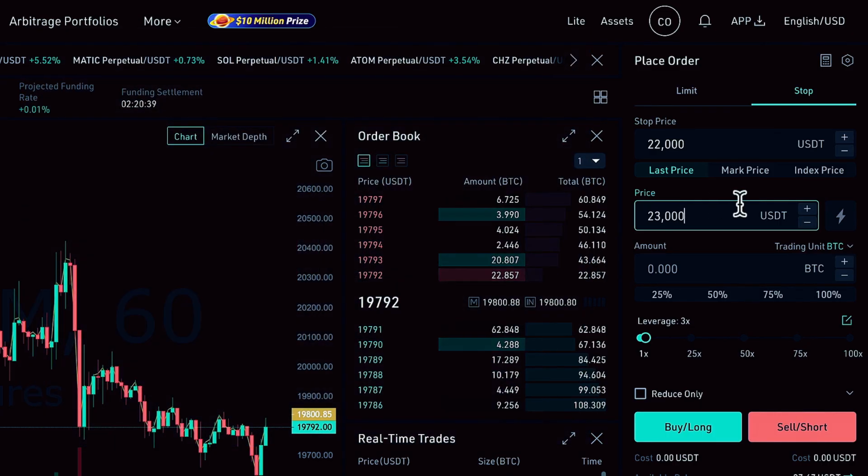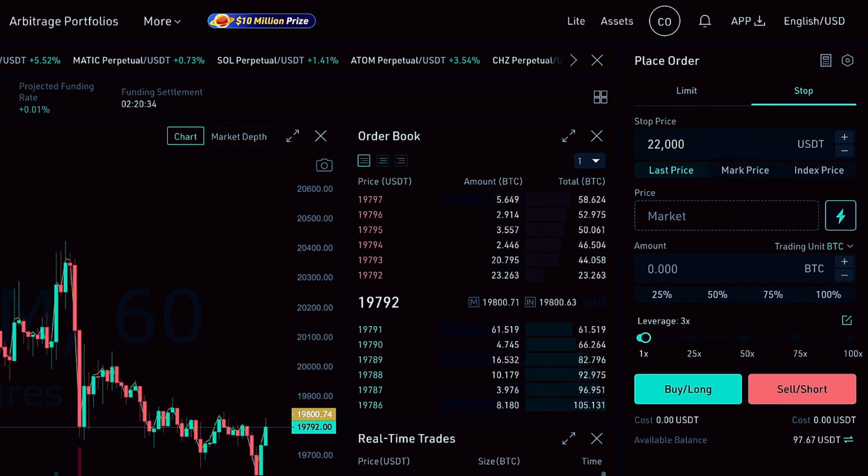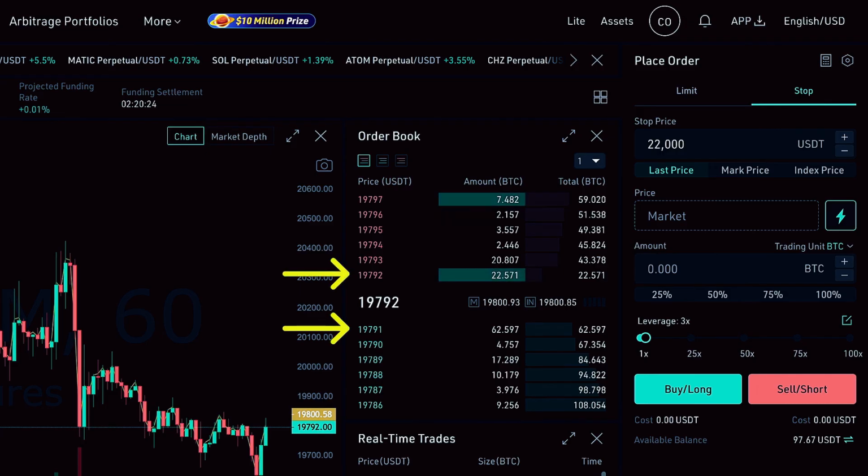And when we click on this bolt icon, we make this a stop market order. In this case, we are telling the system at what price the market order should be triggered. So as soon as our stop price is reached, our market order will be fulfilled at the currently best available price.